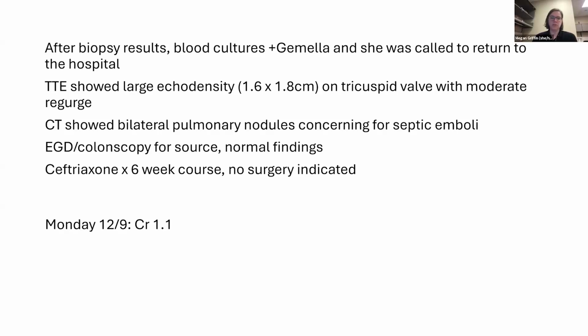I think her biopsy showed H. pylori, but nothing else. And she was ultimately started on ceftriaxone for 6 weeks, and CT surgery felt there was no surgery indicated at the time for her tricuspid valve. She's had a couple of other hospitalizations in the interim for unrelated reasons, but most recently I saw that her creatinine this week had improved to 1.1.